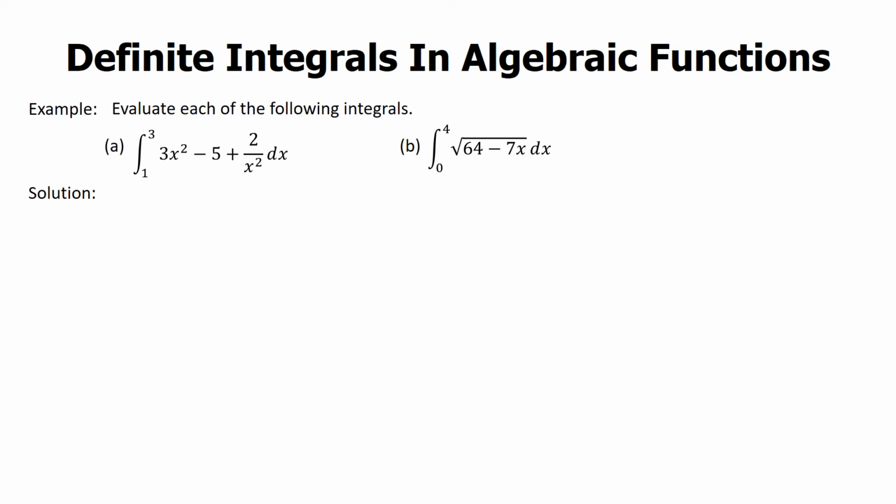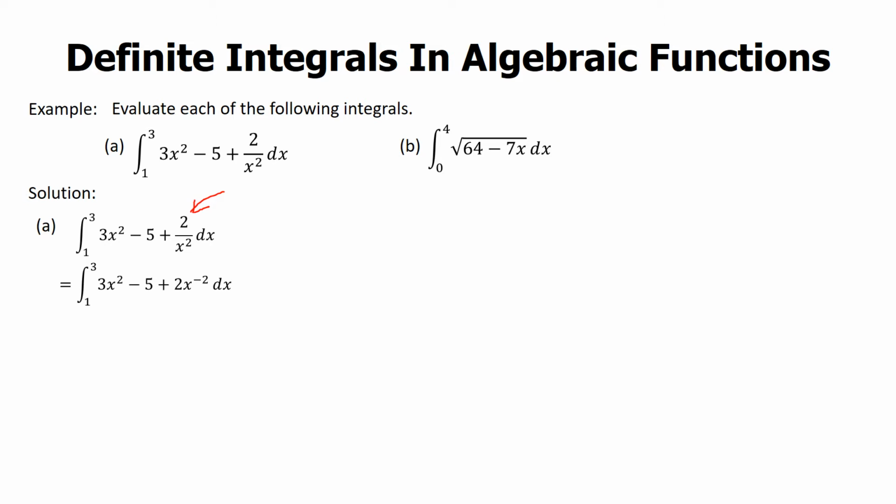Here is the solution. For A, integration from 1 to 3, 3x squared minus 5 plus 2 over x squared dx. Before we perform any integration, we should change the fraction into indices form, which gives us integration from 1 to 3, 3x squared minus 5 plus 2x to the power of negative 2 dx. And now we can perform integration.